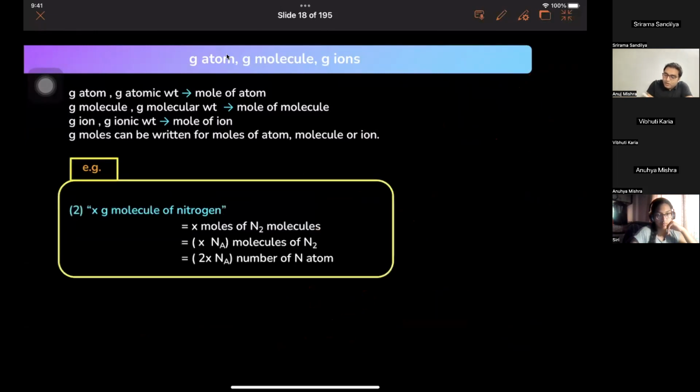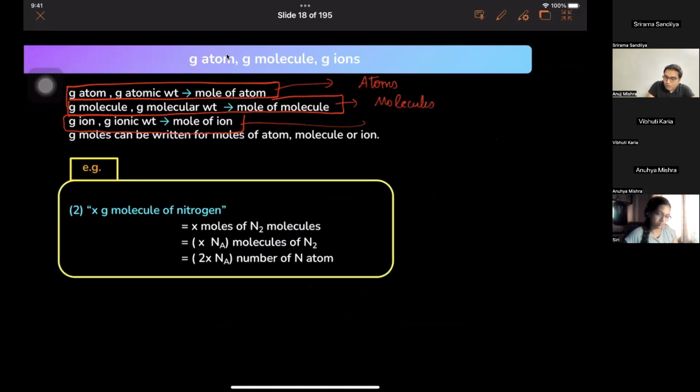So I said gram atom and gram atomic weight is moles of atom. Likewise, gram molecule and gram molecular weight is written. That's moles of molecule. If gram ions and gram ionic weight is written, that's moles of ions. So what you have to do? Just cut them, write moles. But who's going to use gram atom and gram atomic weight? Atoms case, we can use it. In case of molecules, we need to use this. In case of ions, we need to use this. Is that clear?